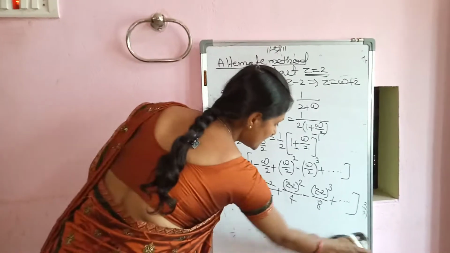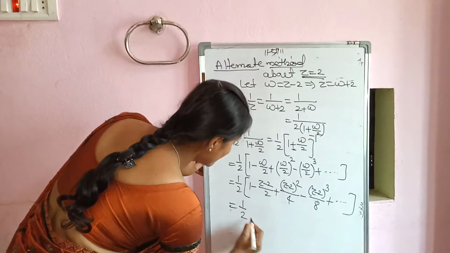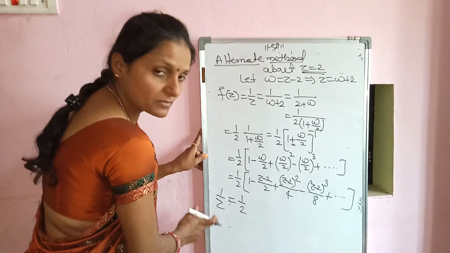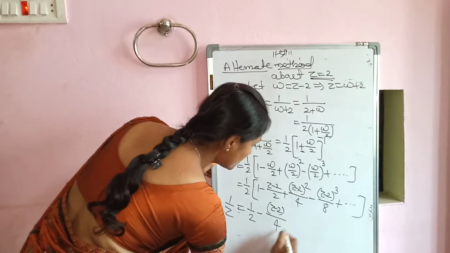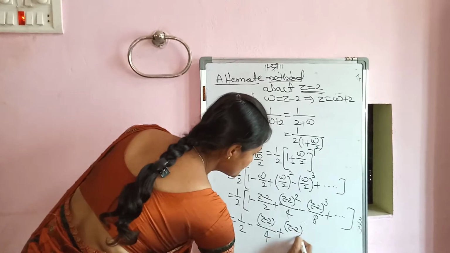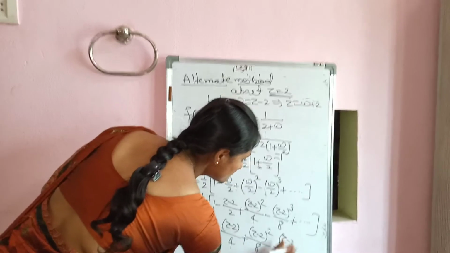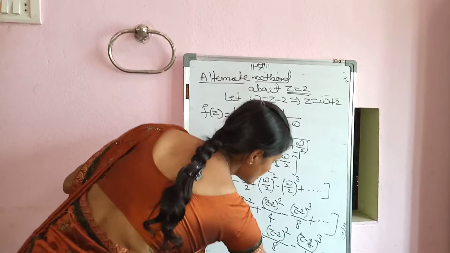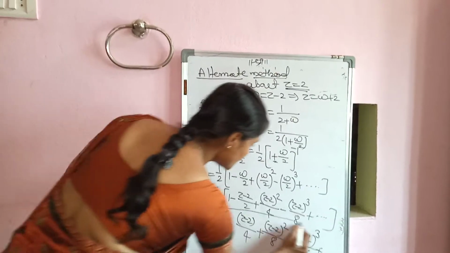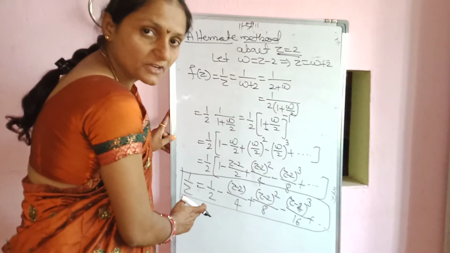If you multiply this 1 by 2 in the bracket, I will write this side as 1 by z equal to 1 by 2 minus z minus 2 by 4 plus z minus 2 whole square by 8 minus z minus 2 whole cube by 16 plus so on up to infinity, which is nothing but your required Taylor series expansion.